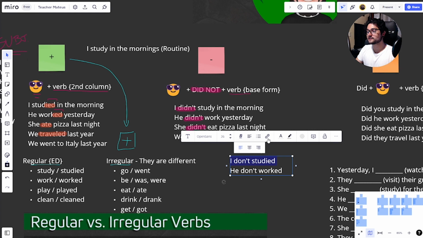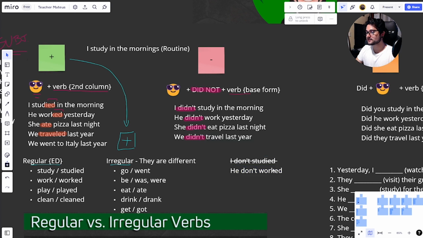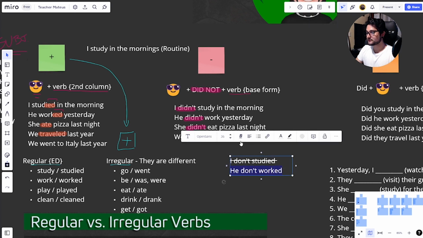So, I don't studied. No. We can scratch there. There we go. And then here, the same case. Let's see if we can do it. There it is. Amazing.